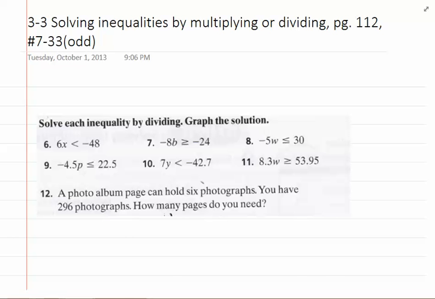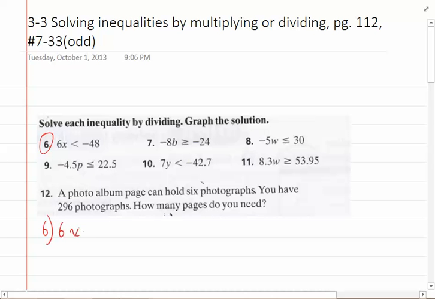Okay, today we're looking at solving inequalities by multiplying or dividing. Page 112, 7 through 33, and we'll do a few problems here, like number 6. 6x is less than negative 48, and this is just a one-step equation. In order to solve this, you divide both sides by 6. x is less than negative 8.